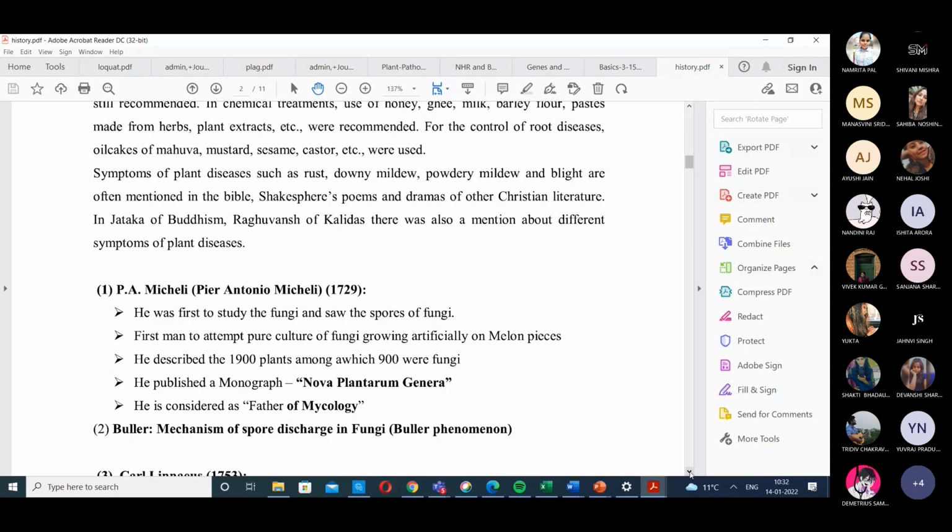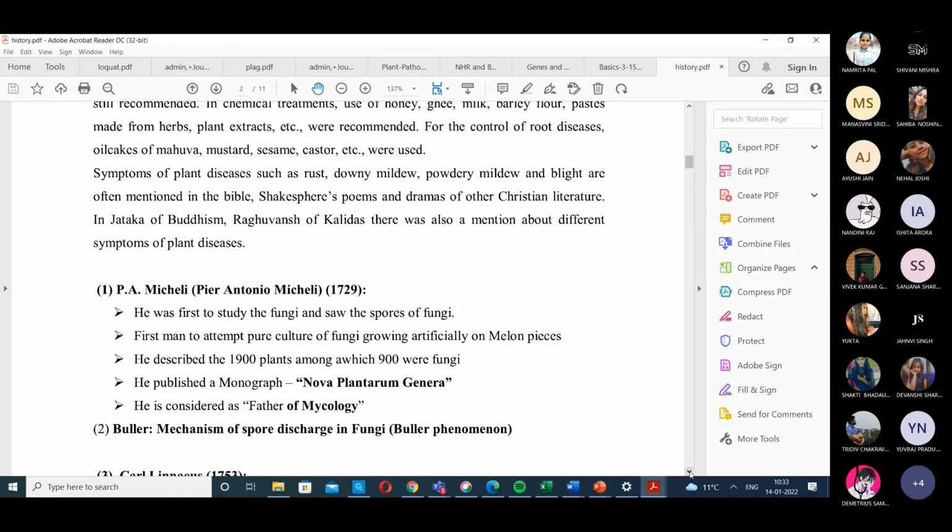So in this way, in different literatures, there's a mention of different kinds of symptoms which we now know, or which were later identified, to be caused by diseases, right? So if we talk about the different people and their roles, what they did, it is like P.A.